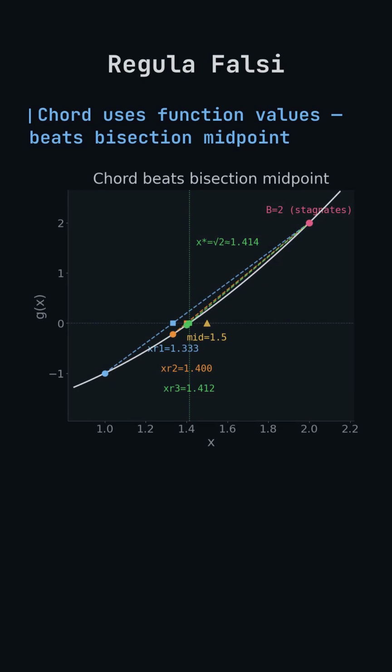Watch the three chords. The first connects the full bracket from 1 to 2 and lands at xr equals 1.333, already much closer to root 2 than the bisection midpoint sitting back at 1.5. The second chord moves to 1.4, the third to 1.412. But the right endpoint B stays locked at 2 throughout. That is the stagnation effect. A increases, B does not.